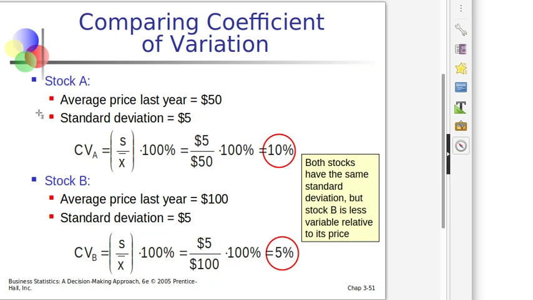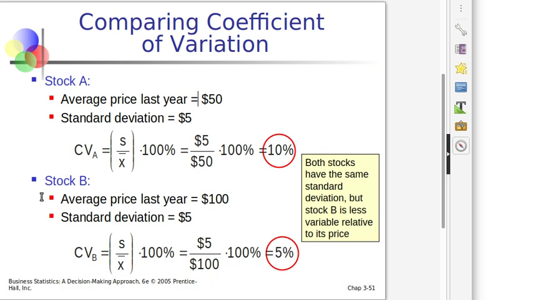Here, stock A, the average price last year was $50. And its standard deviation is only $5, given this formula multiplied by 100%. $5 divided by 50, multiplied by 100, that's only 10%.